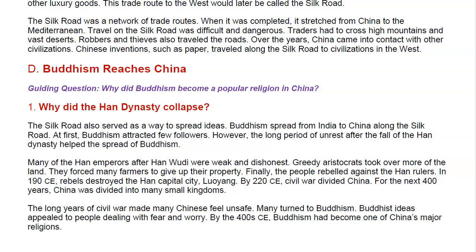By 220 CE, civil war divided China. For the next 400 years, China was divided into many small kingdoms. The long years of civil war made many Chinese feel unsafe. Many turned to Buddhism. Buddhist ideas appealed to people dealing with fear and worry. By the 400s CE, Buddhism had become one of China's major religions.